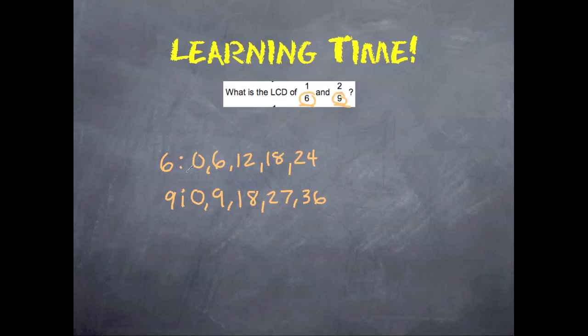So now we need to look at both of our numbers and find out what is the smallest number that both have in common. And right now, that's not 0. So cross out the zeros, we can't use those. Those are not in common, but 18 is in common. So the least common denominator for 1/6 and 1/9 is 18. Hope that helps.